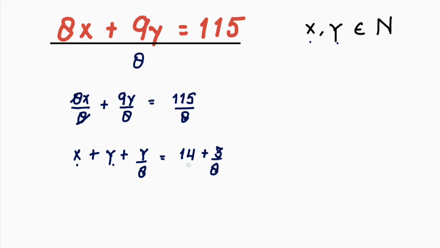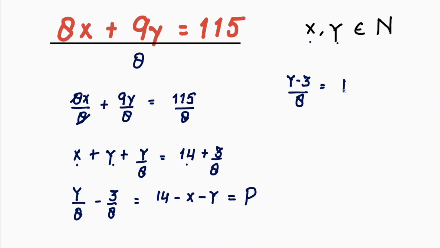Now x, y and 14 are all integers, so take them on one side and take all the fractions on the other side. So y/8 - 3/8 is 14 - x - y. Since x and y are both integers, 14 - x - y will also be an integer. Let's take it as p, making (y - 3)/8 equal to p.